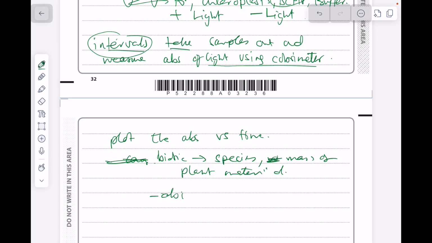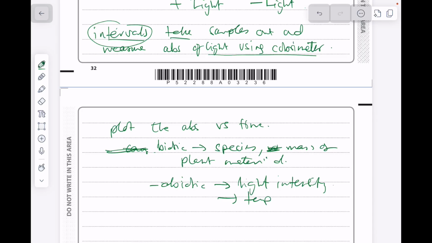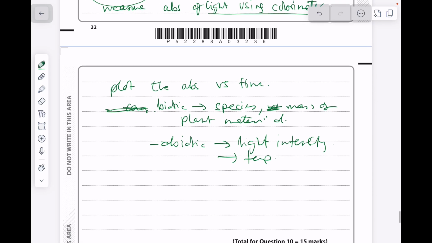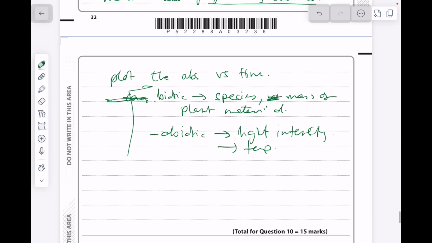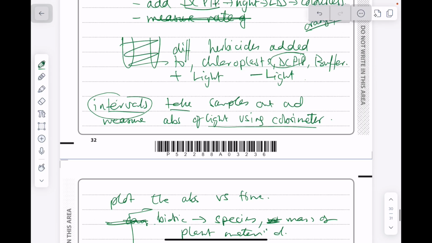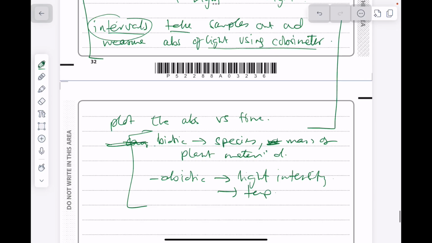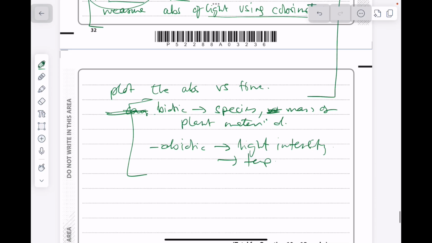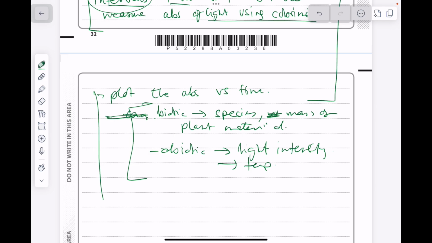But what about our abiotic variables? So we probably want to keep the light intensity controlled in some way by using the same kind of bulbs, for example. We probably want to keep the temperature the same, because that can affect the rate of the light-dependent stage. Okay, so we're talking about our control variables, we're talking about how we're setting up, we're talking about what we're measuring, our dependent variables. And then finally, we will compare. And we're just going to say what analysis we're going to do.